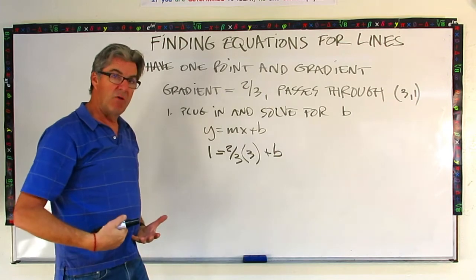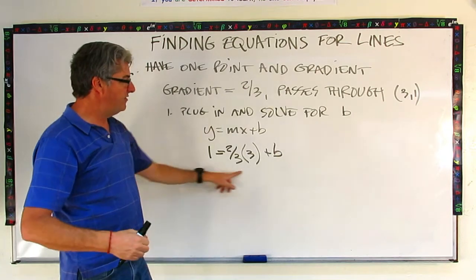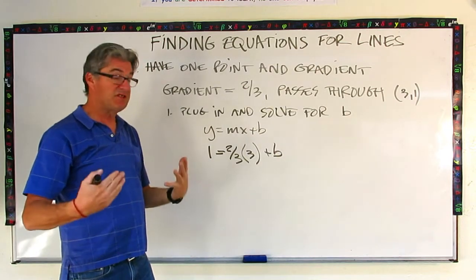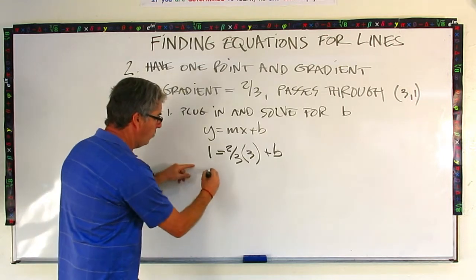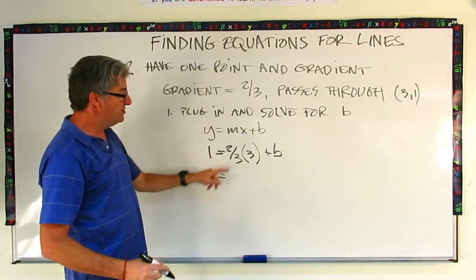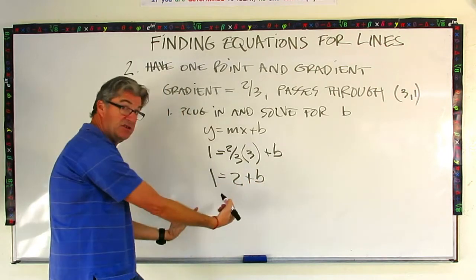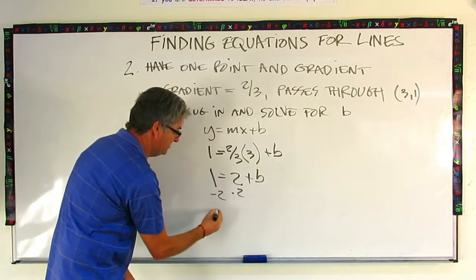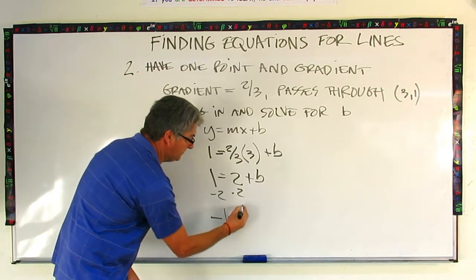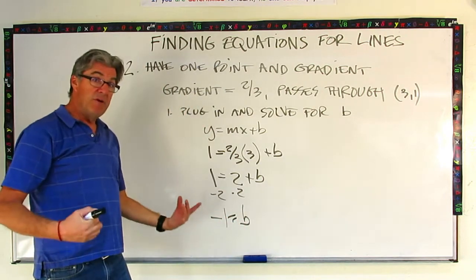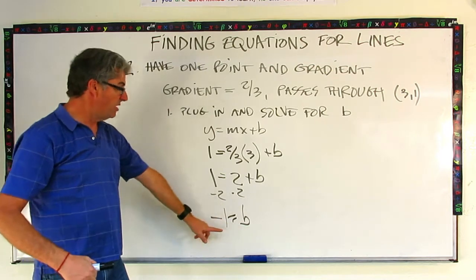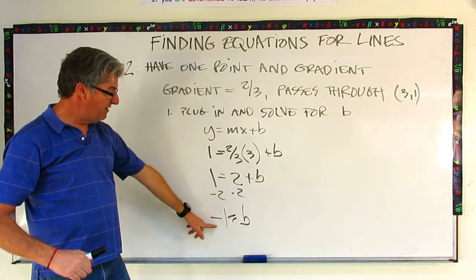We don't know our y-intercept, but now we have an equation that has just one variable and we can solve that one. Bring down the 1 equals 2/3 times 3 is just 2 plus b. Subtract the 2 from each side. Minus 2 minus 2. We get minus 1 equals b. So now we know that the intercept for this line is negative 1.